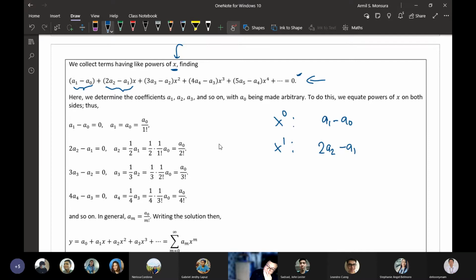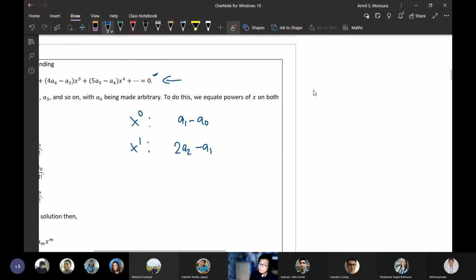Okay. Now, after combining the coefficients, or the terms having like powers of x, this is now the point where you would have to solve for the coefficients of your series. So kailangan nyo ngayong ma-solve yung coefficients ng series niyo. Okay, so in this case, the coefficients are a0, a1, a2, a3, a4 and so on. So these are the coefficients of your power series.